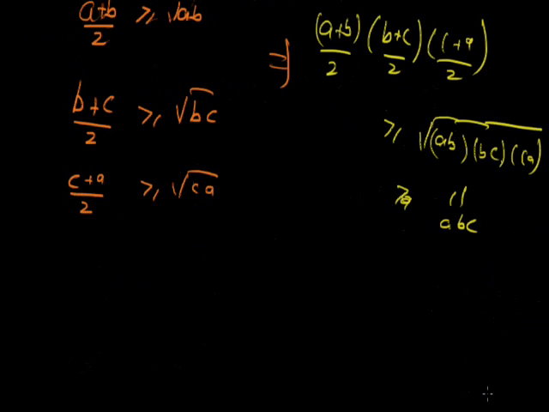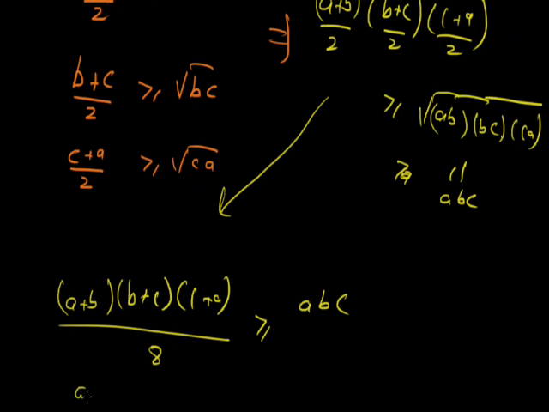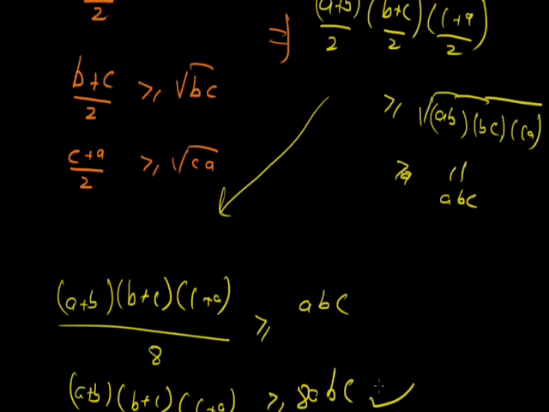Now I can say easily (a plus b) into (b plus c) into (c plus a), from here 2 into 2 into 2 is 8, is greater than or equal to this quantity, abc. Now it means (a plus b) into (b plus c) into (c plus a) is greater than or equal to 8abc. Remember this thing also, because it's a very good inequality. Sometimes you can use it directly in the problem.